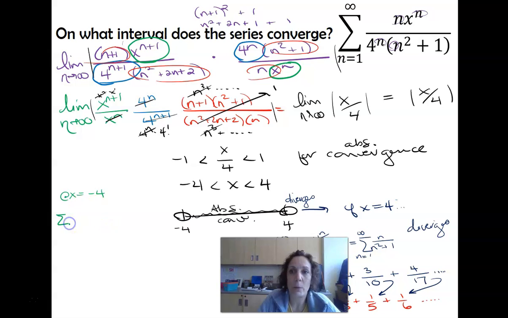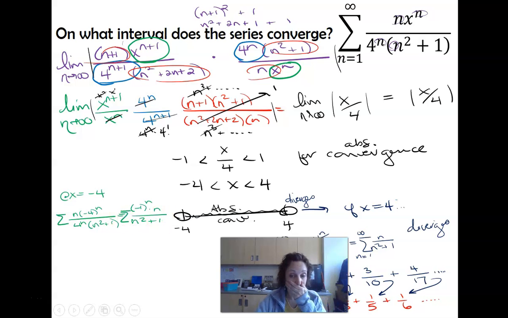If you do -4, you have n, -4 to the n over 4 to the n squared plus 1. Now, look, this is what I meant when I said I do the positive one first. When I plugged in 4, I got this. When I plug in -4, the only difference is my 4 to the n's are still going to cancel. I just get left with this -1 to the n on top of it. Again, I've already proven what happens if I take away the -1 to the n. If I take away the -1 to the n, I've got this. I've already proven that diverges, so I don't have to do it again.